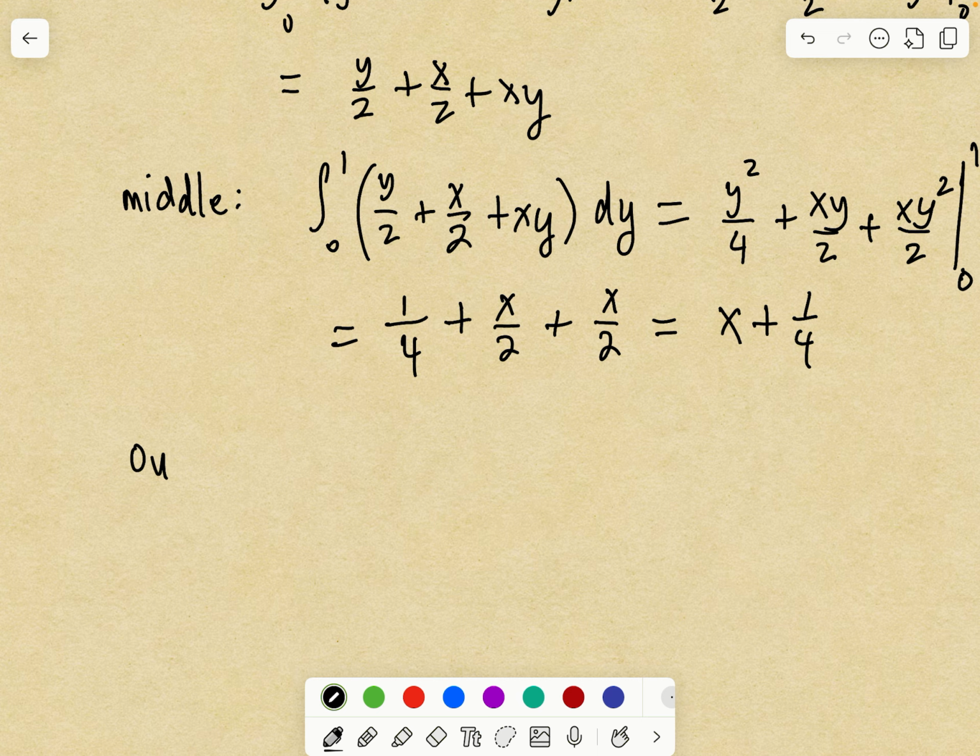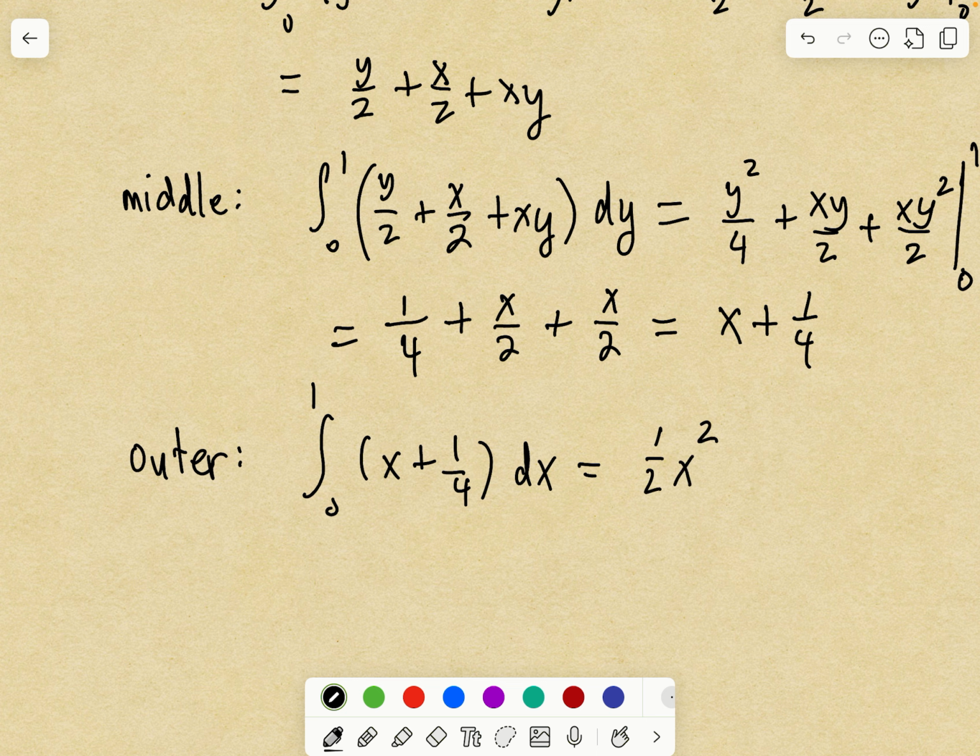Now we do the outside integral. We have to integrate from 0 to 1 of x plus 1/4 dx, and that's 1/2 x squared plus 1/4 x from 0 to 1. That's 1/2 plus 1/4, that's 3/4. So the answer is 3/4.